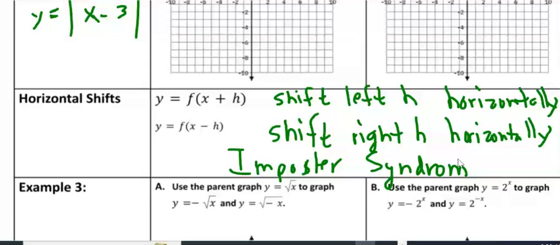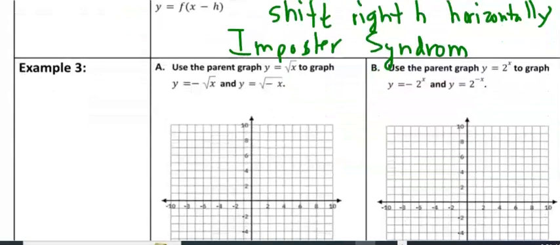Okay, so we've worked on vertical shifts, which are up or down, right? They're on the outside. Then we just did horizontal shifts, which are on the inside. It's an imposter, right? Right, left. Now we're going to do reflecting. Okay? Reflecting.